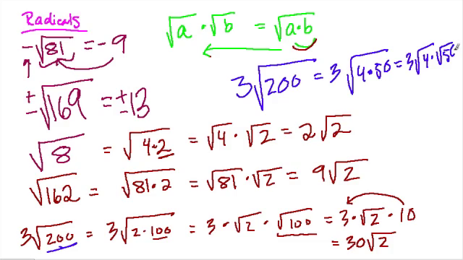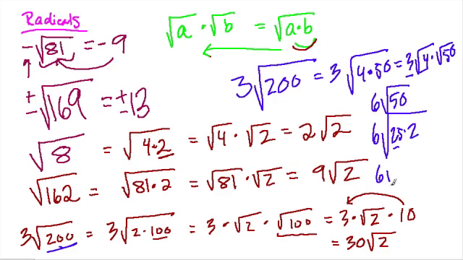That equals 3 times the square root of 4 times the square root of 50. The square root of 4 is 2, so 2 times 3 is 6 times the square root of 50. And now I just have to keep breaking this radical down. So 6 times the square root of 25 times 2. 25 is a perfect square. That equals 6 times the square root of 25 times the square root of 2, which equals 6 times 5, which is 30 times the square root of 2, which is exactly what we got before.